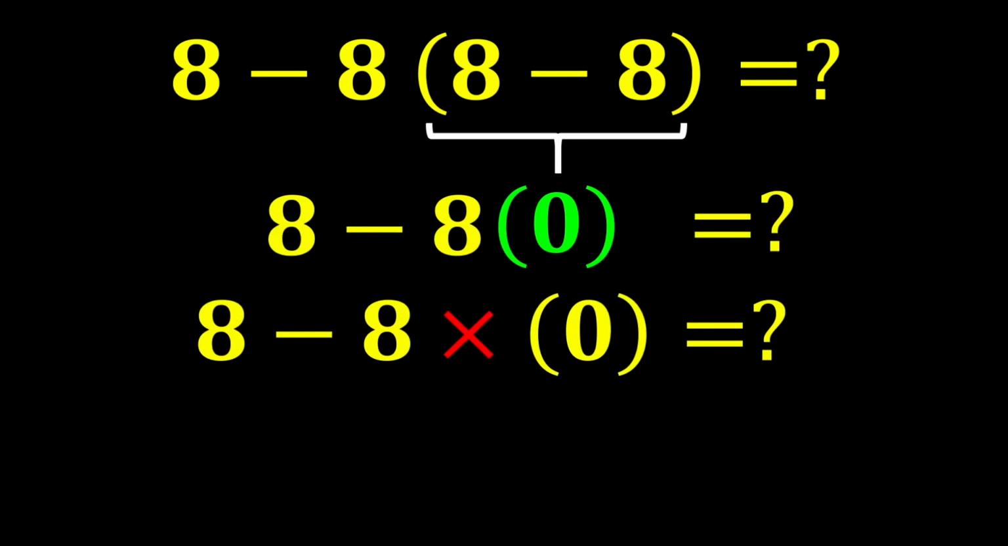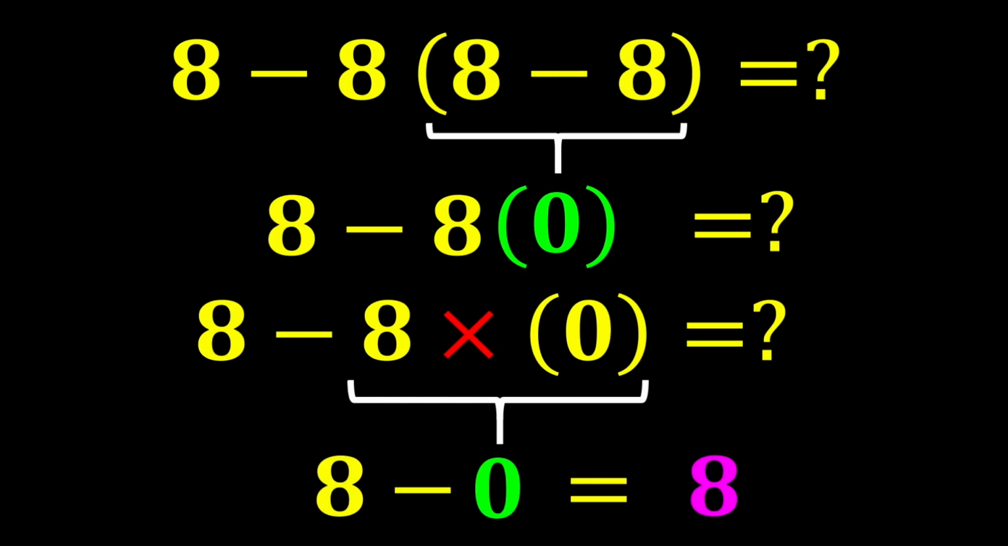In mathematics, when a number is written next to parentheses, it means that the number is multiplied by the expression inside the parentheses. However, for simplicity, we usually do not write the multiplication sign. According to PEMDAS, multiplication has a higher priority than subtraction, so we first calculate 8 times 0, which gives us 0. In the end, 8 minus 0 gives us 8, which is our final answer.